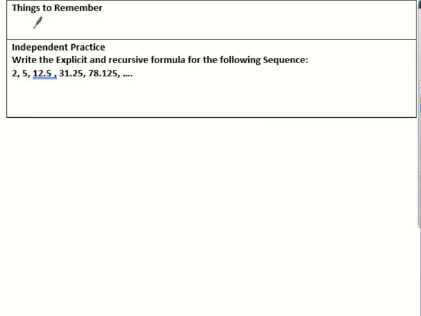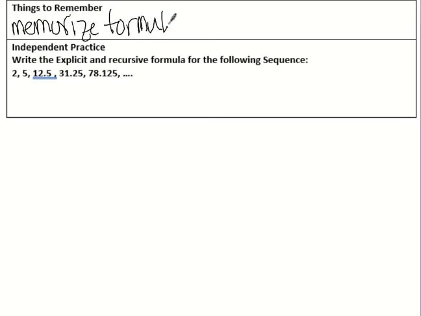All right, so again, just things to remember are to memorize those formulas. I know this is a lot. Maybe make some flashcards. We've done so many different equations, decay, growth. Now we're throwing in geometric sequences. So we've got to memorize them. It's the only thing we got.